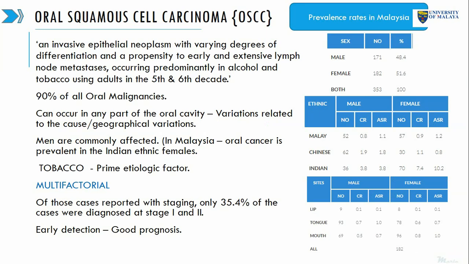Okay, moving on to the next topic, oral squamous cell carcinoma. Oral squamous cell carcinoma is an invasive epithelial neoplasm with varying degrees of differentiation and a propensity to early and extensive lymph node metastasis, occurring predominantly in alcohol and tobacco using adults in the 5th and 6th decade. OSCC includes 90% of all oral malignancies. What we refer to as oral cancer is not just oral squamous cell carcinoma, it includes other malignancies as well. However, oral squamous cell carcinoma forms a significant part of all the oral cancers.